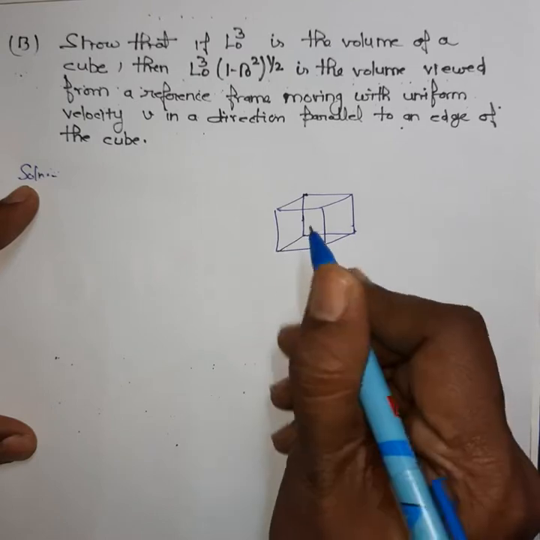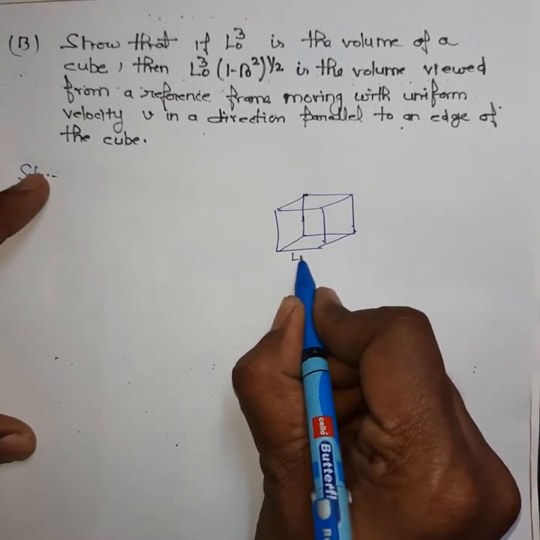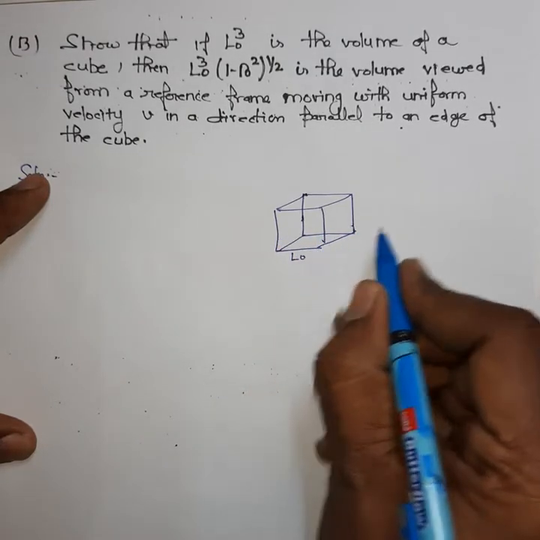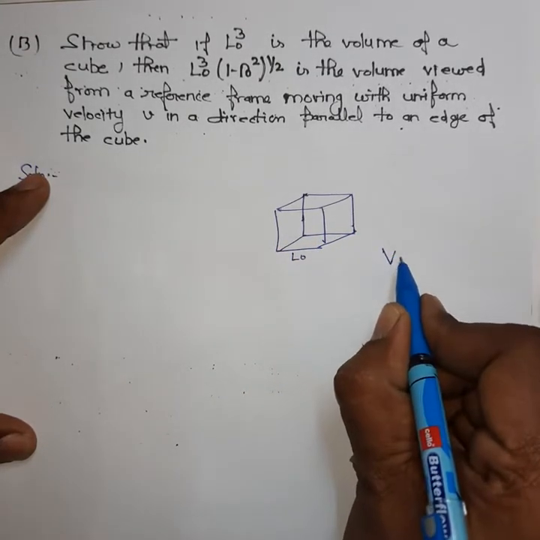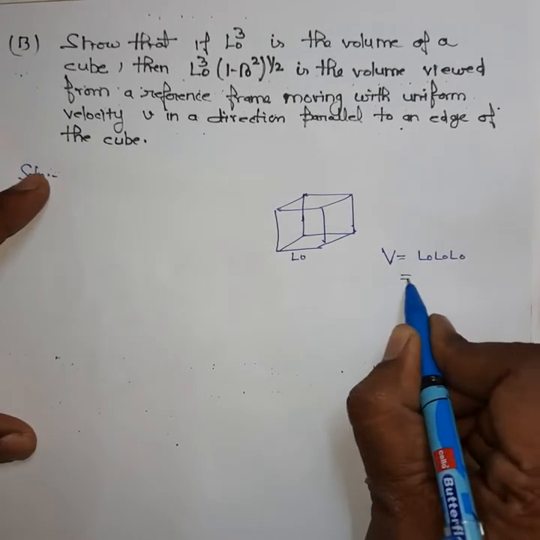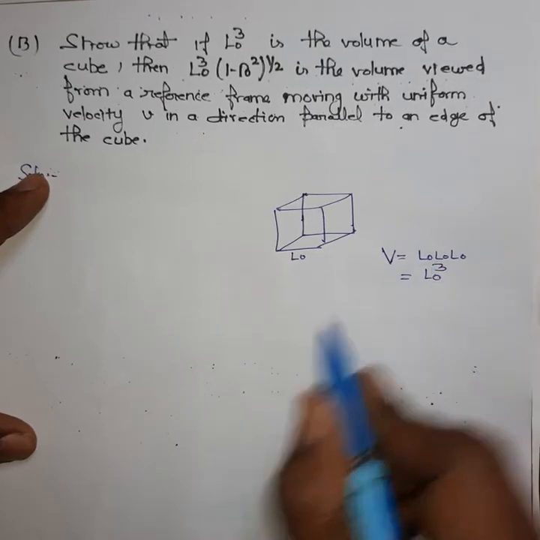So in a frame of reference, its edge is L naught. Okay, its one edge is L naught. So its volume will be L naught multiplied by L naught multiplied by L naught. So it will be L naught cube.